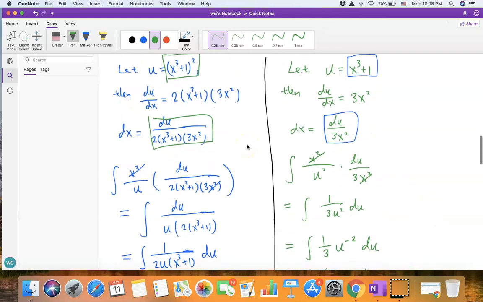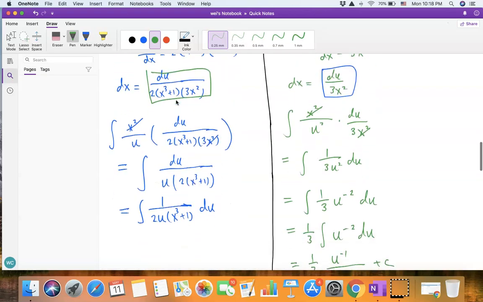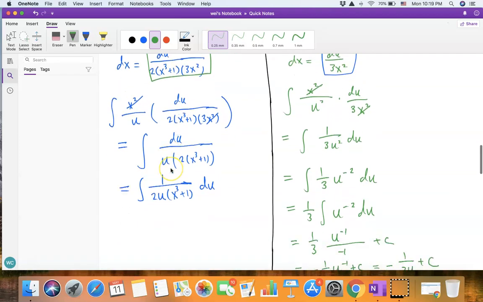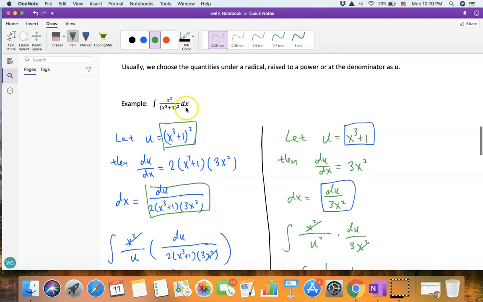Now you can see here, if you choose a u which doesn't work, in the middle of solving the problem you will see that the function or the integral becomes complicated. Like here, we have a function that involves two variables. At that time, it tells you that you should go back and think about another way to choose the u.